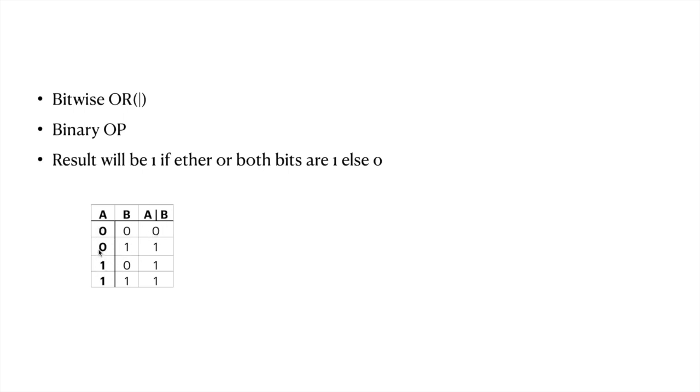If either of them is 0 and the other is 1, then we will get 1. If both are 1, obviously we will get 1. So when you OR 2 values in a sequence, if both are 0, you will get 0, otherwise you will get 1.